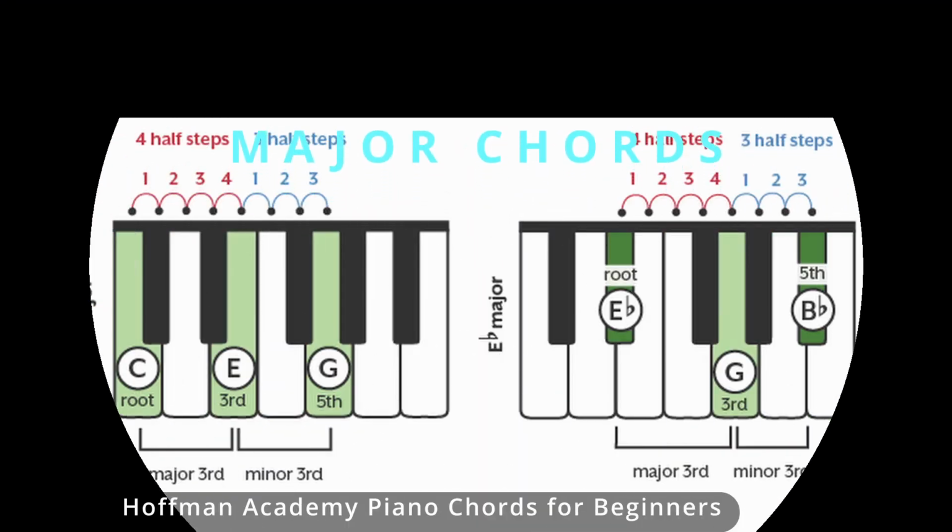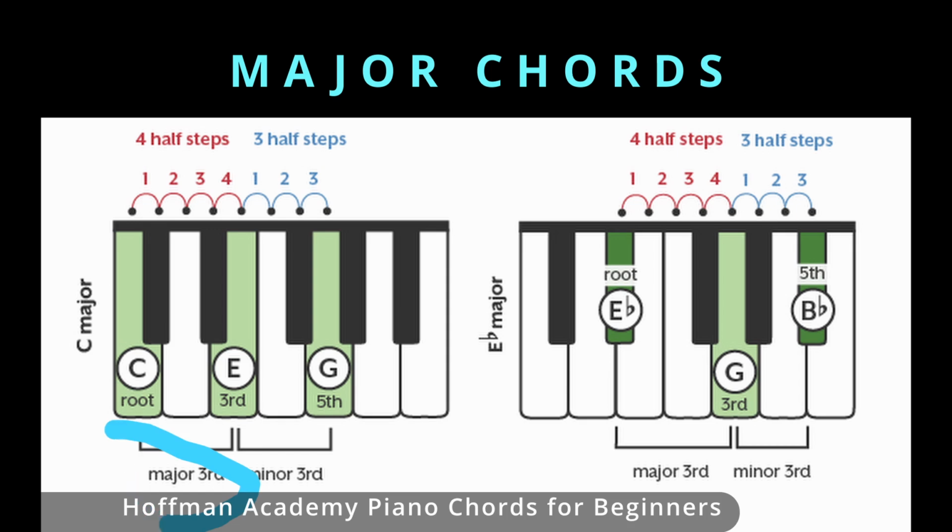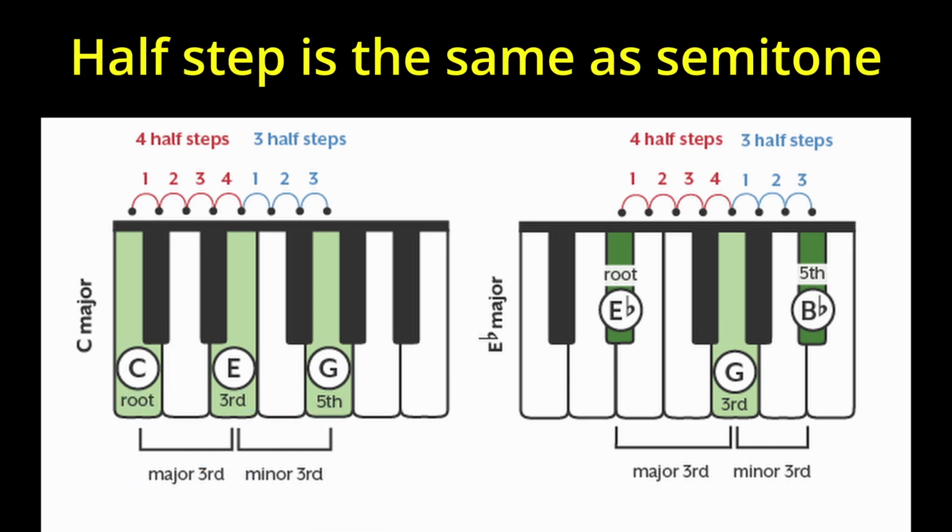Major chords are the exact opposite. They have first a major third, then a minor third. 4 semitones up, then 3.